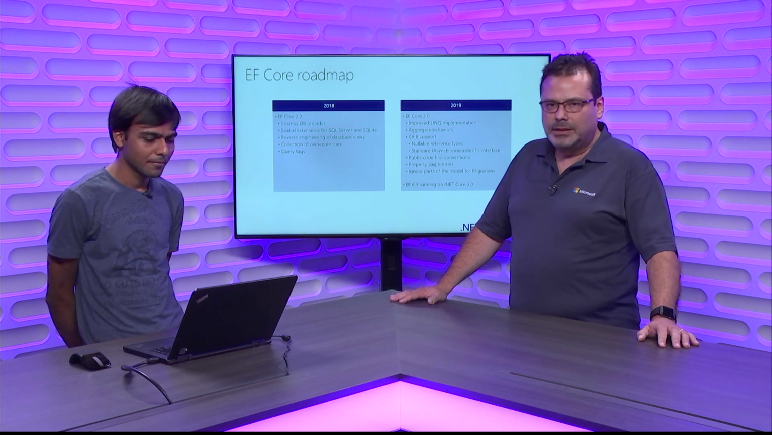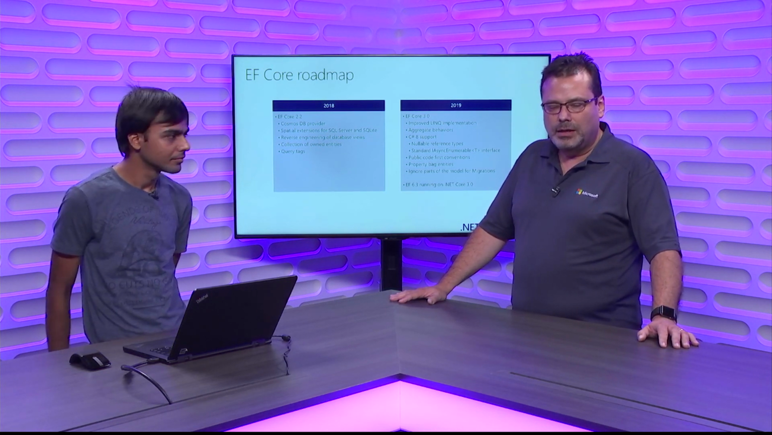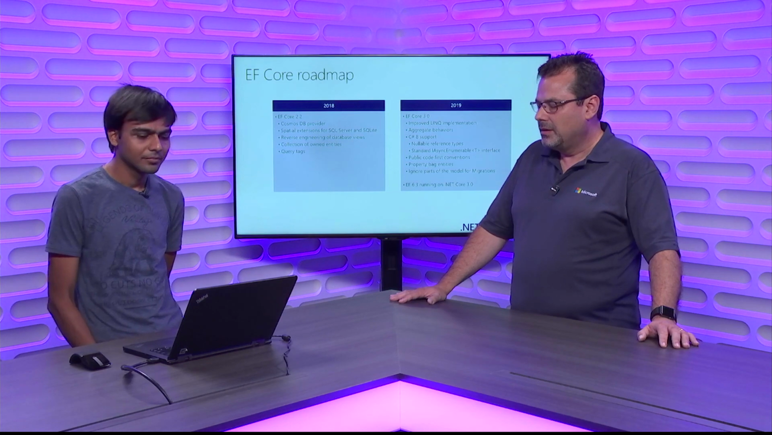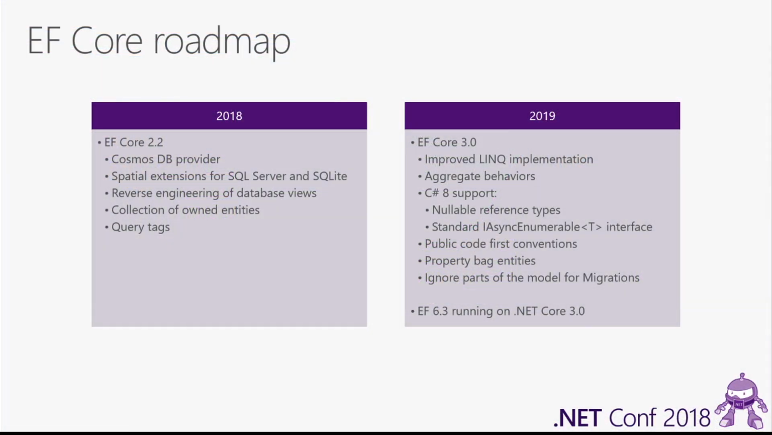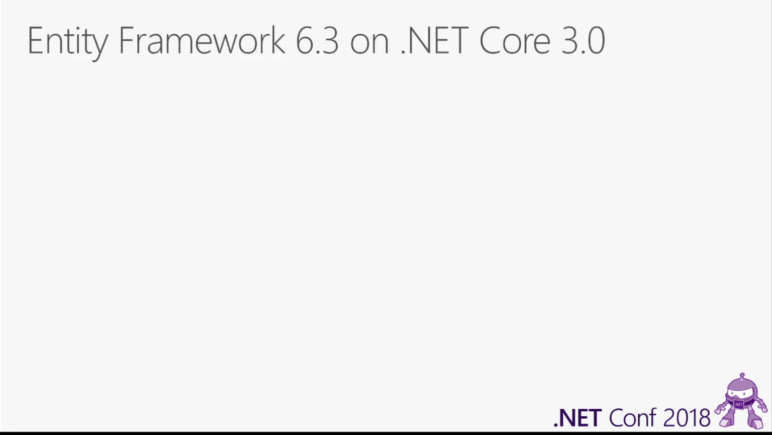The next thing that we have in this slide is Entity Framework 6.3, working on .NET Core 3.0. This is something that we started talking about in May when we did the first announcement about what .NET Core 3.0 was going to be about. If you want to go to the next slide, we have a number of reasons we are doing this. The main reason is that we want people to be able to move from .NET Framework to .NET Core 3.0 very easily.